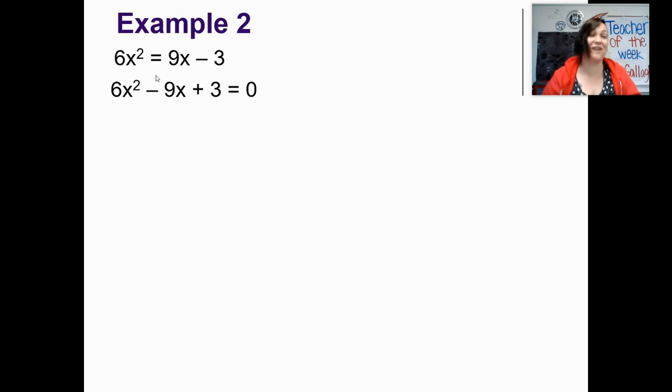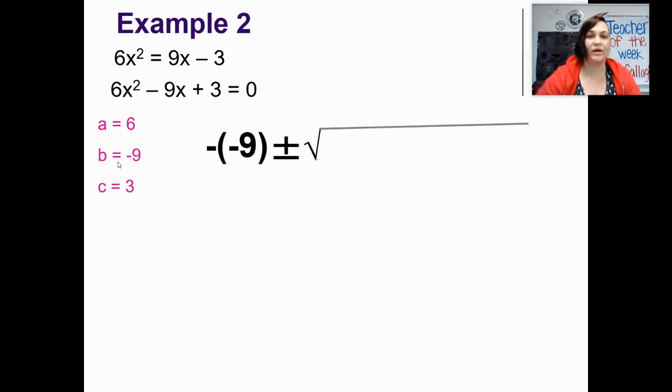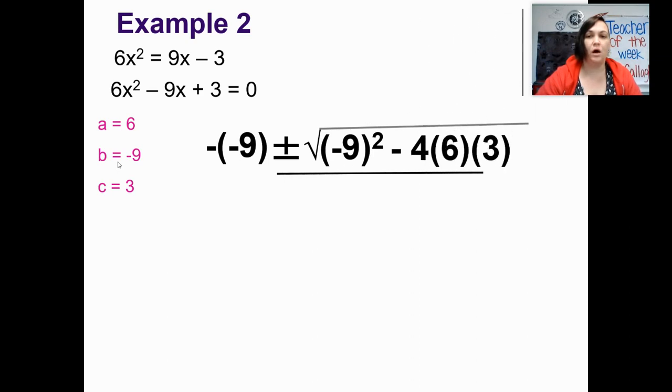All right, let's identify our A, B, and C, and this time we'll sing the song. So in this problem, my A is 6. My B is a negative 9, right? That changed when I put it in standard form. And my C is a positive 3. That also changed when I put it in standard form. Okay, so the song is x is equal to negative b plus or minus square root b squared minus 4ac all over 2a.